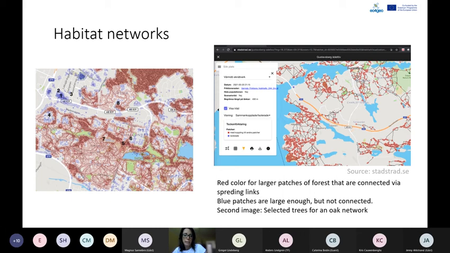And the blue patches are big enough to hold as a living environment for this bird, but it's not connected. The red ones are connected to other ones, and thus this species can spread to other areas and reproduce. And you can also analyze this network according to just one specific kind of tree, for example, oaks in the right image.